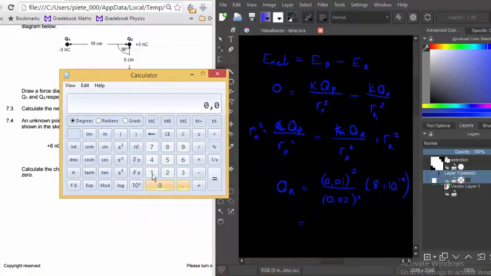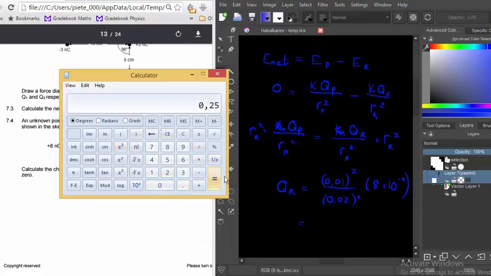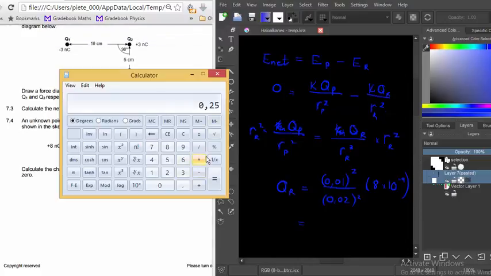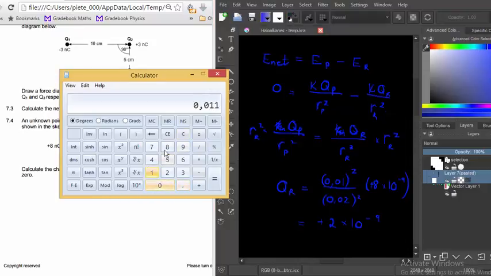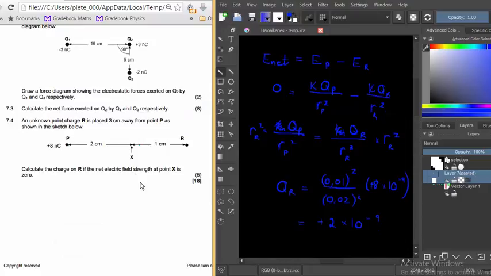So 0.01 squared divided by 0.02 squared is equal to 0.25, that's literally a quarter, so a quarter of positive 8 is going to be positive 2 times 10 to the power of negative 9. Okay, let me just verify that again. 0.01 squared divided by 0.02 squared. Definitely. So a quarter of 8. Okay, that's very interesting, I must say.